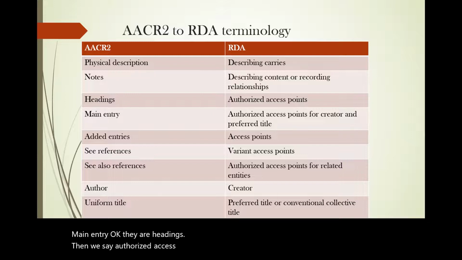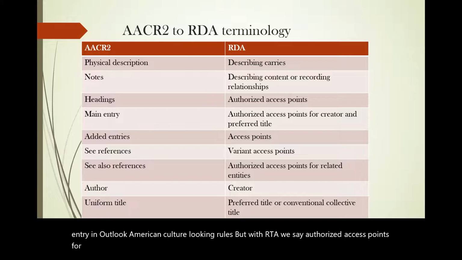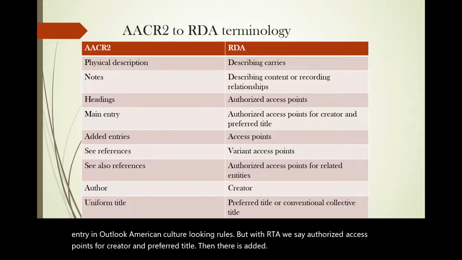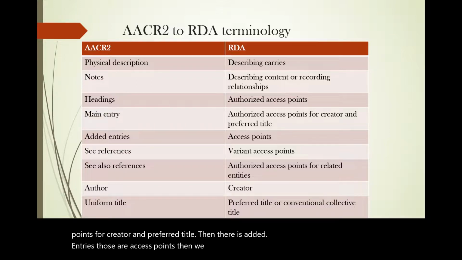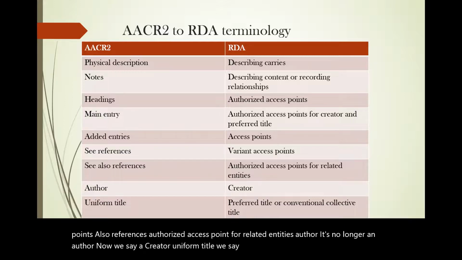There is something called main entry in Anglo-American cataloging rules, but with RDA, we say authorized access points for creator and preferred title. Then there are added entries, those are access points. Then we have see references, those are variant access points. See also references, authorized access points for related entities. Author, it's no longer an author now. We say a creator. Uniform title, we say preferred title or conventional collective title.